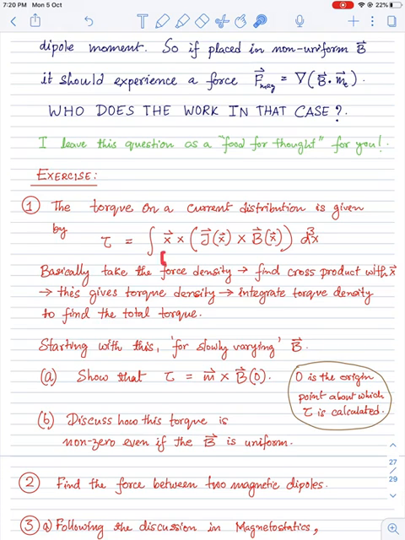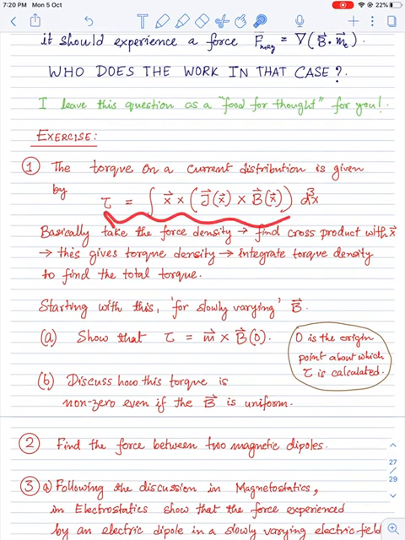This will again come out in your problem sheet. The first exercise would be to define something like a torque density. You know that this was the force density that we defined. If we take the force density and do the cross product with x, that defines the torque density. If we integrate the torque density out, we get the total torque, or the vector sum of the torque that is acting on the system.